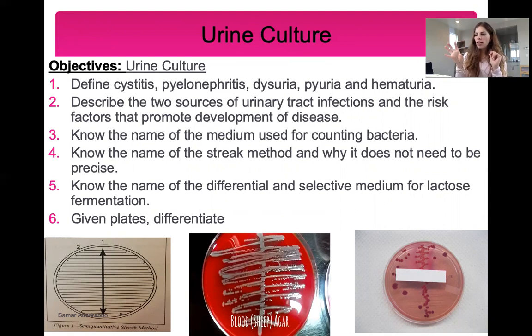So the Kaneki agar is a differential medium because it differentiates lactose fermenters from non-lactose fermenters. Those that can ferment lactose give you pink colonies, and those that cannot are just white. And it's selective because it selects only for gram-negative bacteria. Gram-positive bacteria can't grow. The streak method you're going to use for both of these is the semi-quantitative streak method, where you take either agar plate and you take your urine sample, you streak down, and then you go across to be able to count colonies.